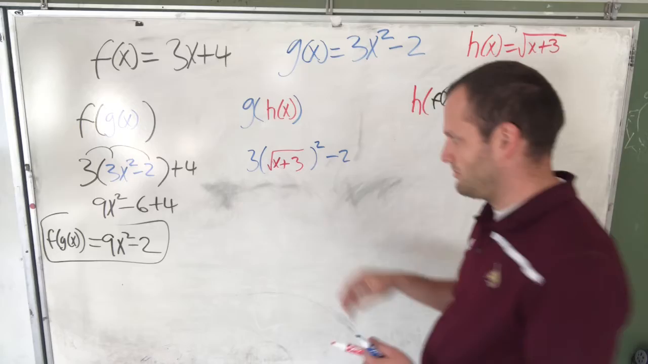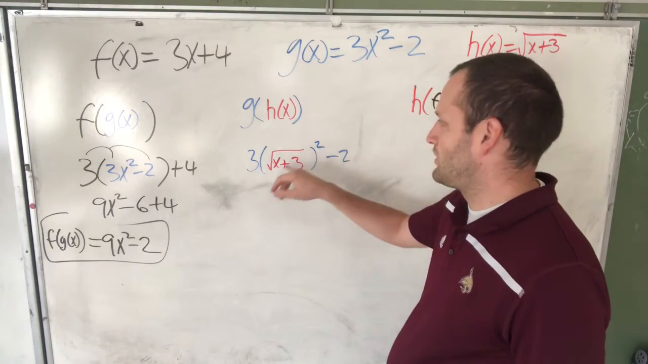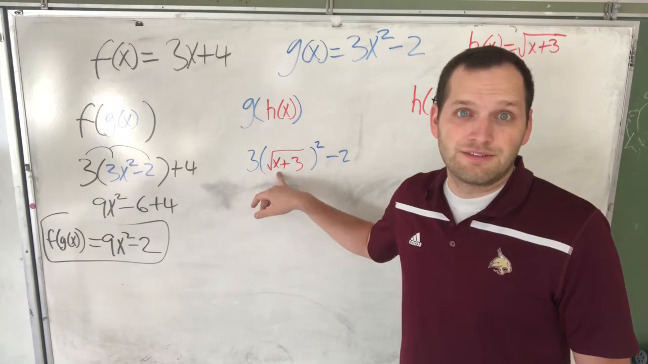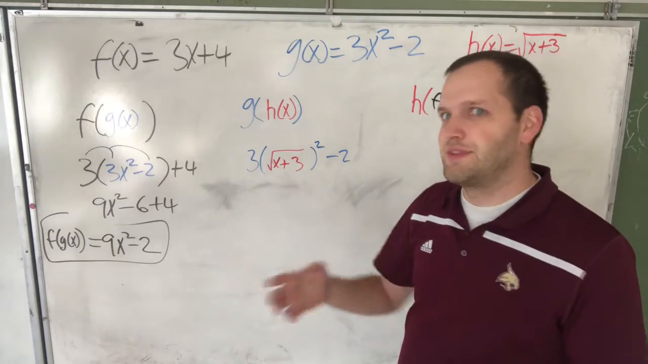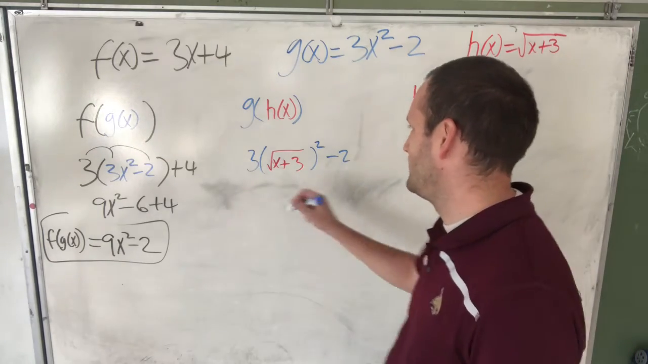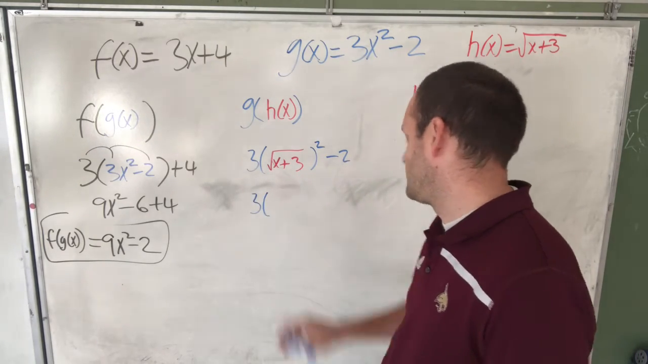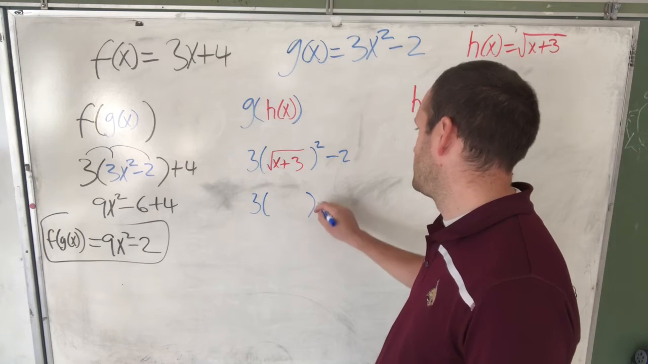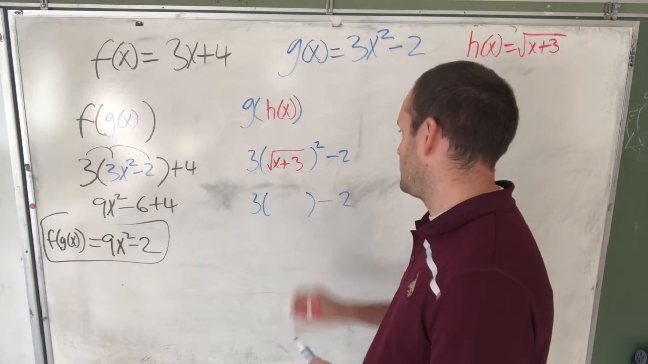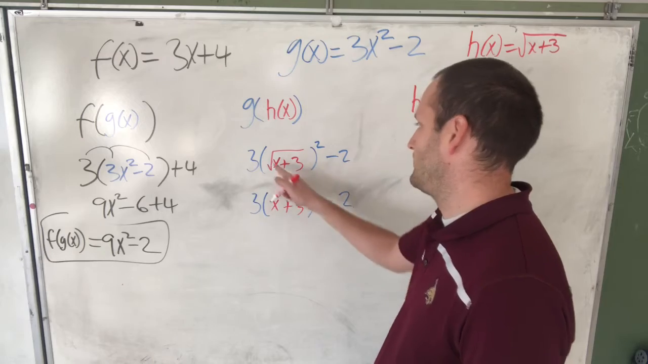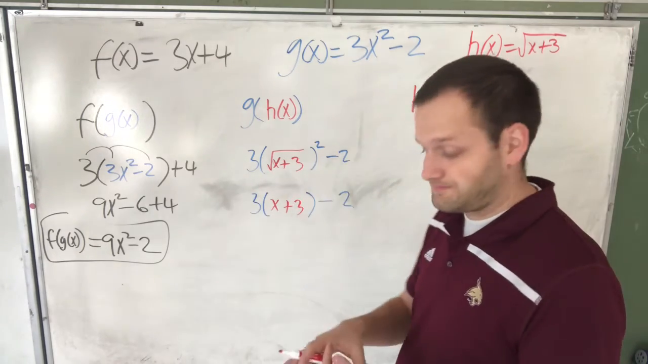Well, let's go through and simplify. Can you take the square of a square root? Yes. The square of a square root, they end up canceling out. We're just left with 3 times x plus 3. Okay, the square root and the square, they cancel.